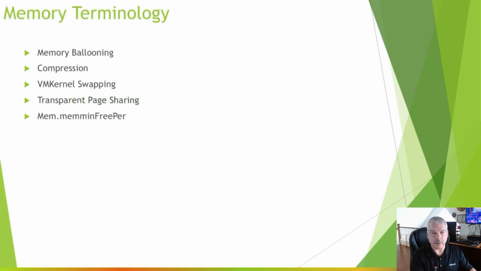So we're going to talk about memory ballooning. We'll talk about compression, swapping, and transparent page sharing. And then we'll talk about this thing called min free percentage. Basically, that's the minimum amount of memory your host should have free. I'll talk about that. I've got a couple of slides mentioning it.